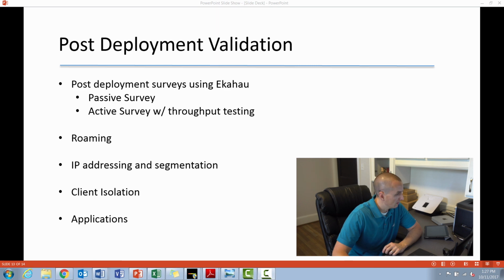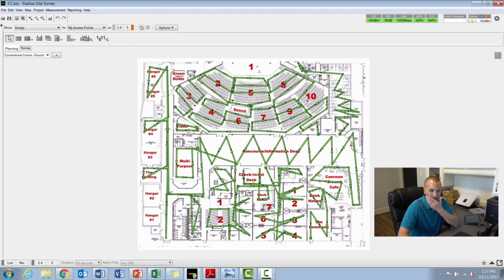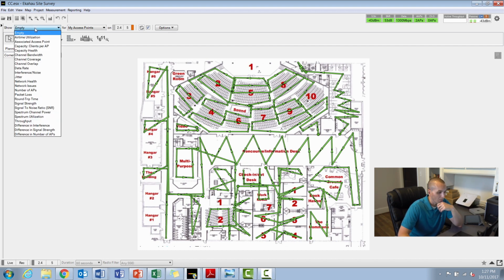Let me show you a quick site survey I did with one of the church's surveys, so you can get some eyes on that. Just see what I'm talking about as far as doing passive, active surveying, throughput testing, things of that nature. So this is one of the surveys I did at the church. You can see the paths that I walk throughout the facility, gathering information passively and actively through a throughput test. So I can, once again, layer on some things so you can visualize what the results were.